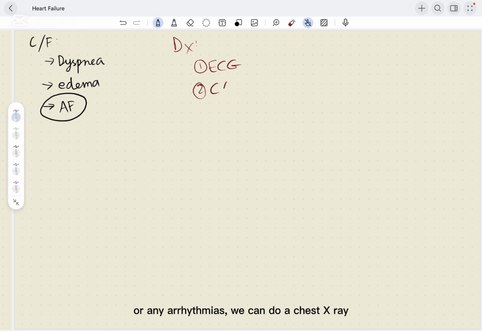We can do a chest x ray. Now, generally, a chest x ray is going to show the classic signs that we're all taught about, that is, pulmonary edema, cephalization, Kerley B lines. Remember that chest x ray in itself is a good tool, but chest x ray combined with the clinician's gestalt can solidify a diagnosis of acute heart failure.